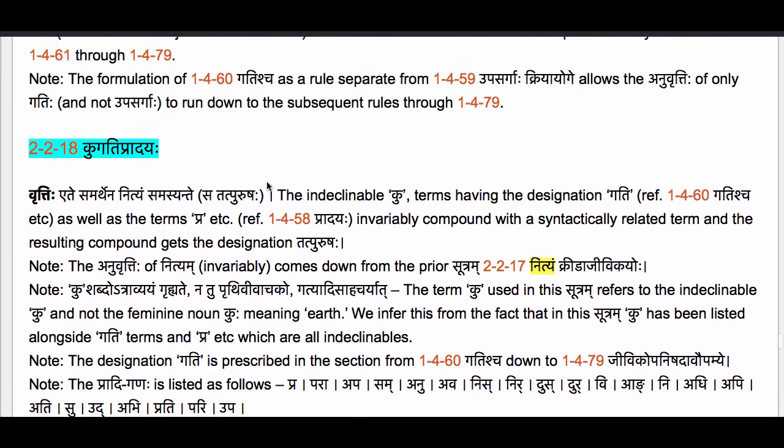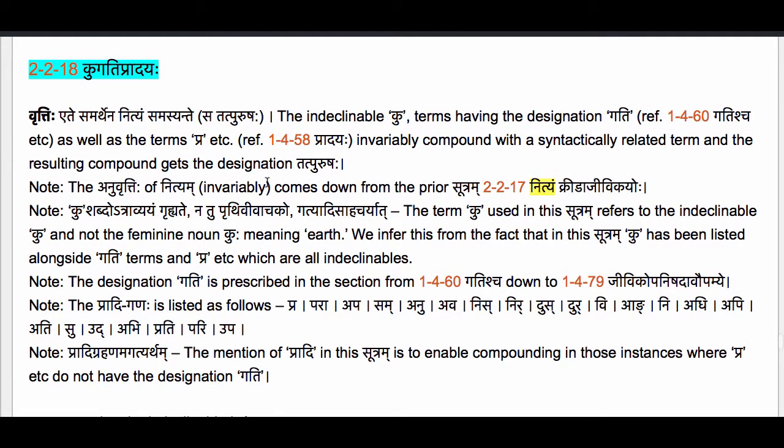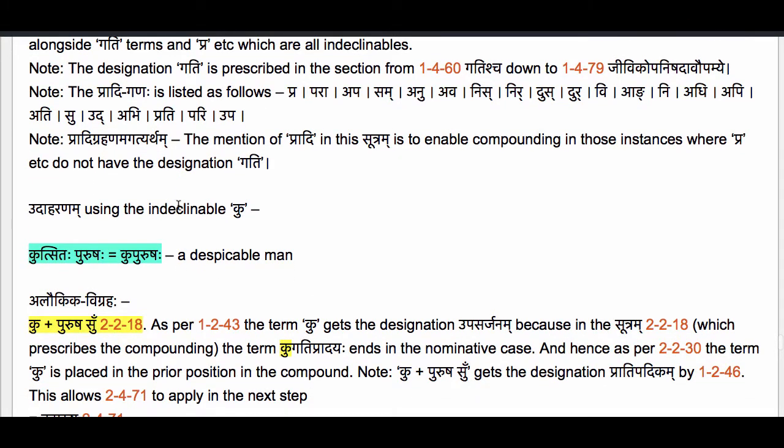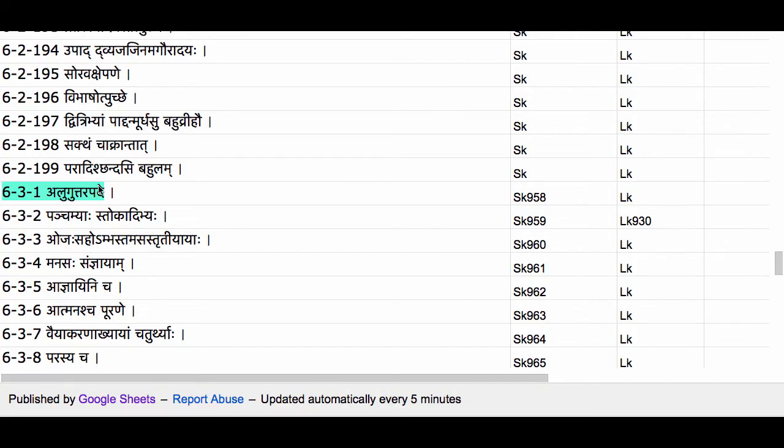We just studied the Sutram 2.2.18, Ku Gati Pradayaha, and we saw the example of a compound using the indeclinable ku. The example was Kutsitaha Purushaha, Kupurushaha. Let us now take a look at some substitutions which come in place of ku when it enters into a compound. These rules are found in the third quarter of the 6th chapter of the Ashtadhyayi.